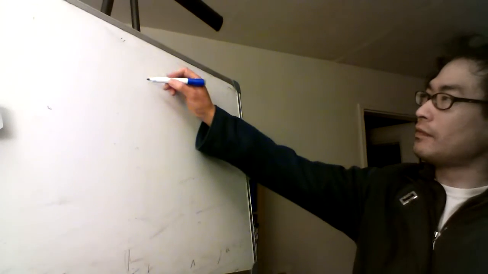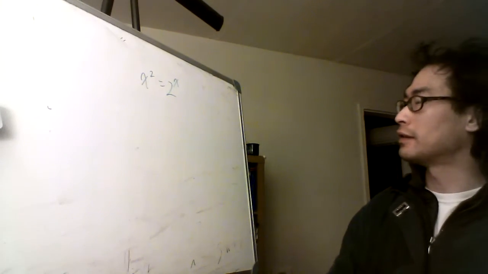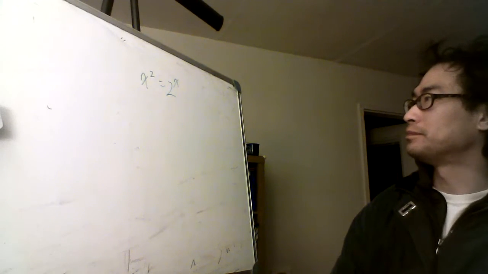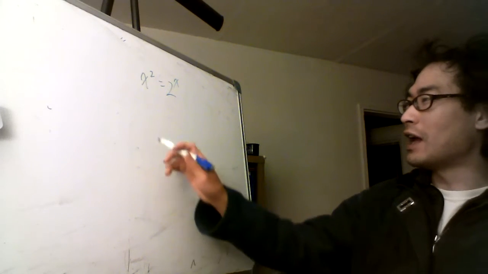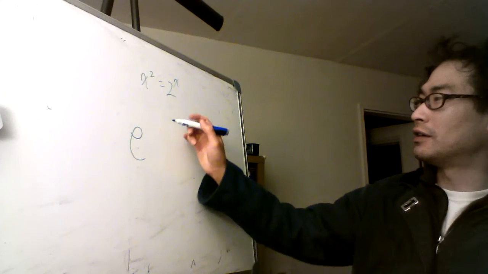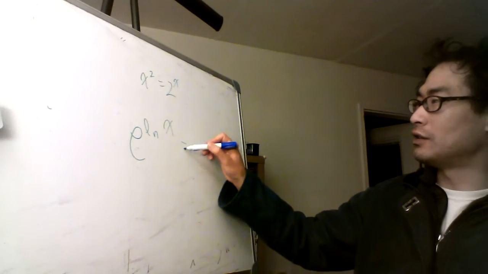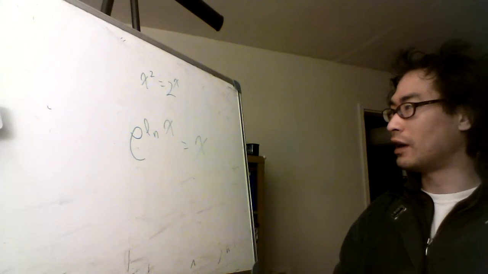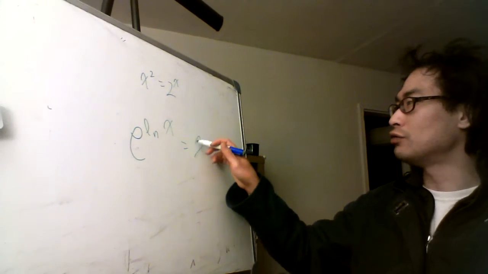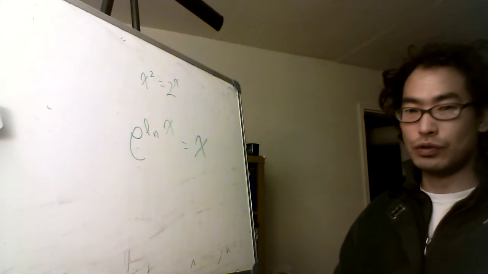So x squared is equal to 2 to the x, right? I have no idea. So we said that e to the ln x is equal to x. We didn't quite explore this. I mean, I didn't quite show you how you can derive this. So I will show it to you now.